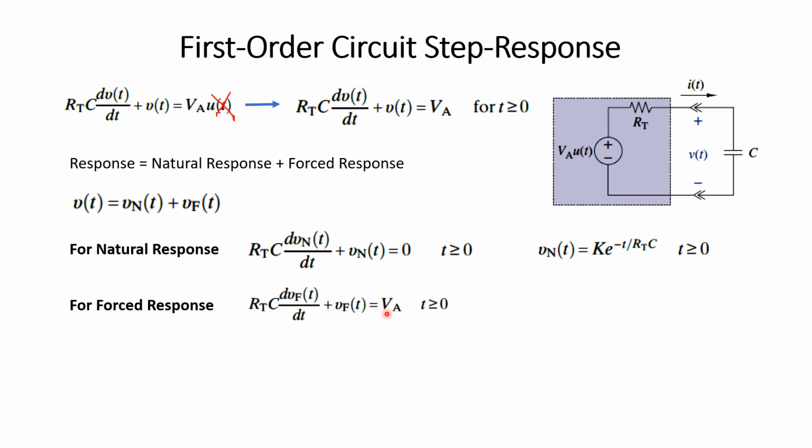For forced response, the right hand side will not be equal to 0, and whatever the voltage is, we are considering DC voltage or constant voltage or step voltage or step response. So it's not AC voltage, it's DC voltage. We will discuss the circuit response to sinusoidal excitation later.